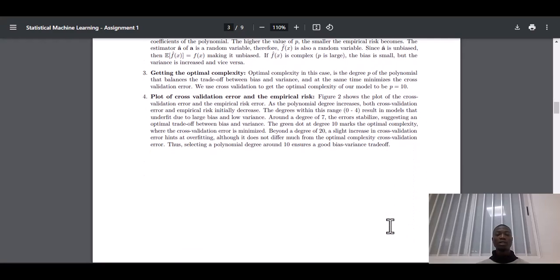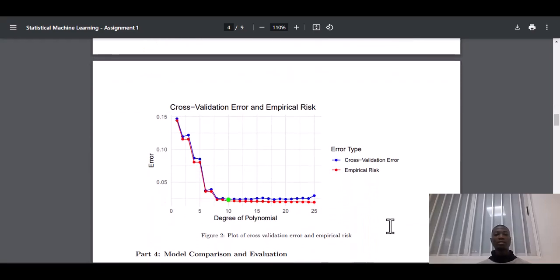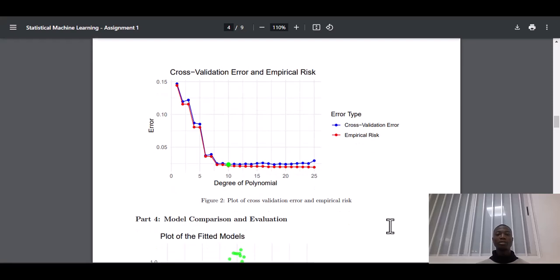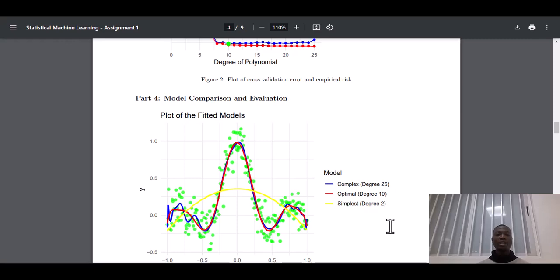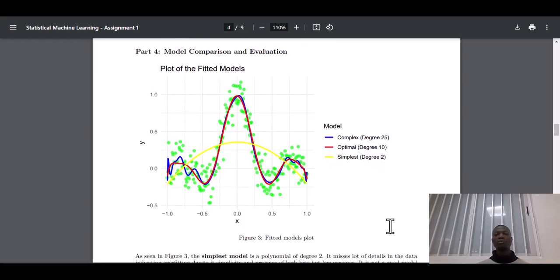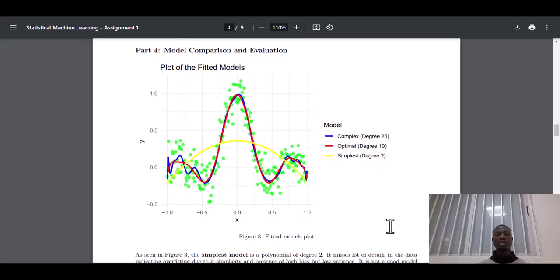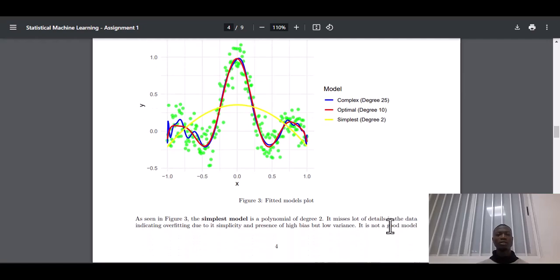And when I did this, I discovered that the degree of 10 is the optimal complexity for my model. And I fitted three models: the complex, the optimal, and the simplest, and I could see that the optimal model really fitted my data, where it generalizes, whereby if new data is introduced, it will be able to predict it well. But the simplest only captured the data but didn't do a lot of things.